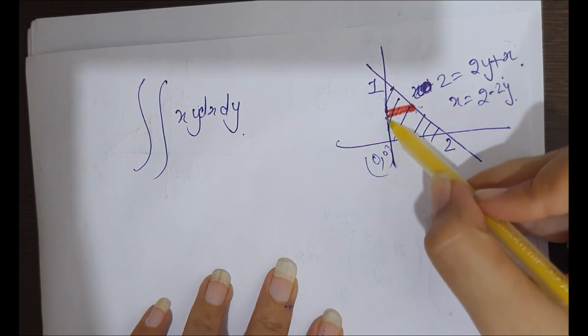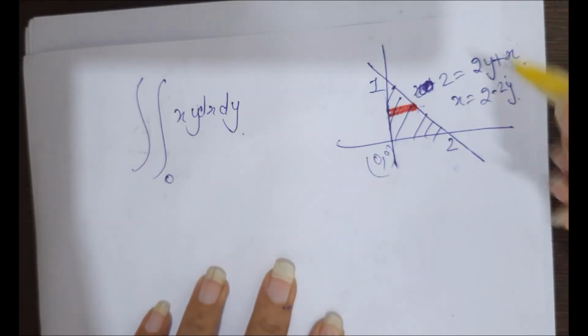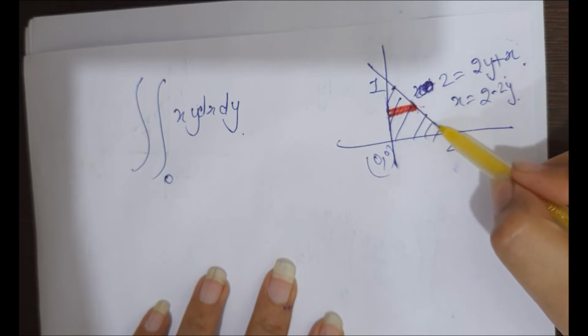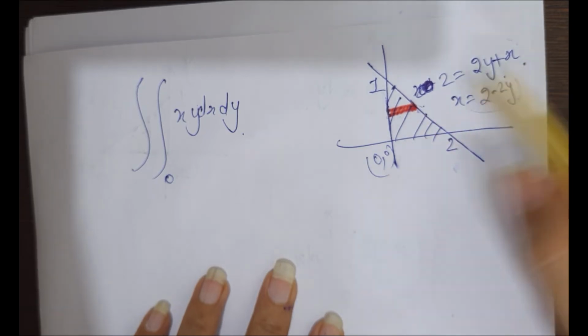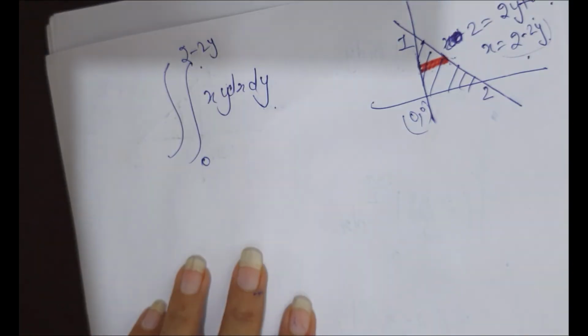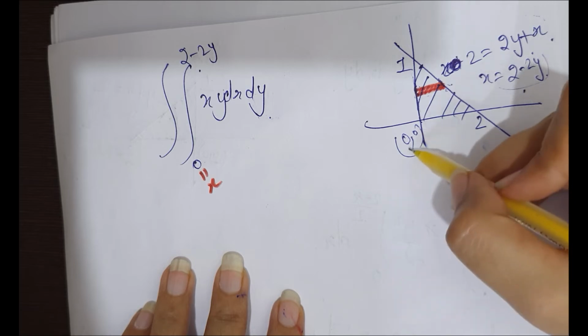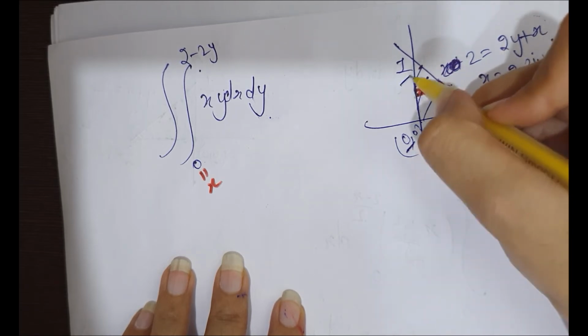Here the lower part of the strip is on the y-axis, so on the y-axis x will be 0. And the upper part of the strip is on this line. Here the value of x is this. Put it as the upper limit of x. This comes out to be the value of x. The value of y on this graph is from 0 to 1.